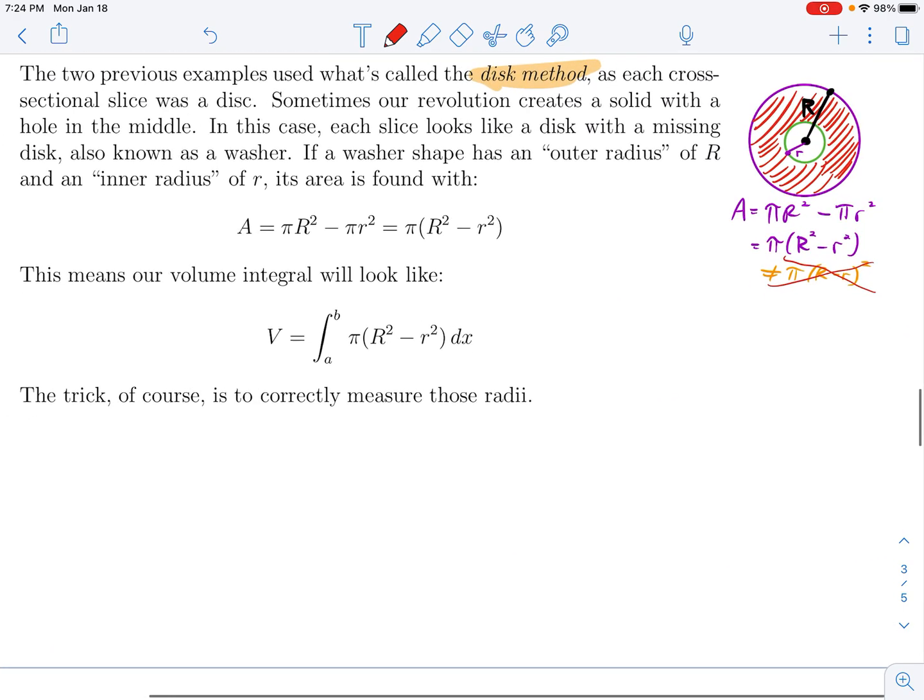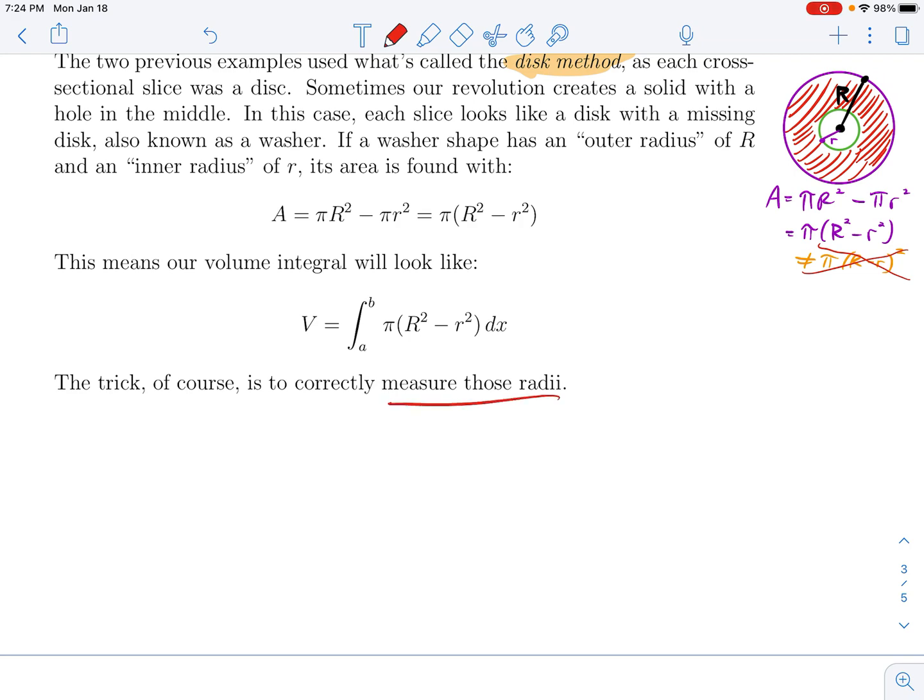So when we do a washer problem, our integral looks like this, where the big R and little r are dictated by the details of our problem. They'll probably involve some sort of function that's mentioned in the problem, but we will need to be careful about the details. Right, so the trick is to correctly measure those radii.